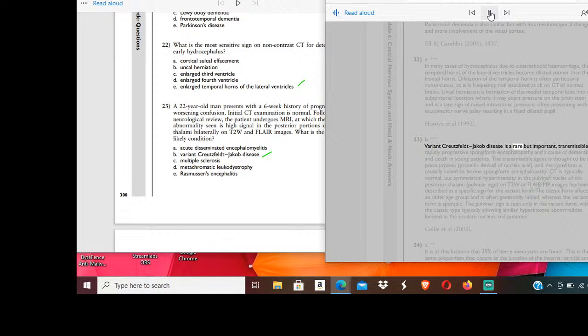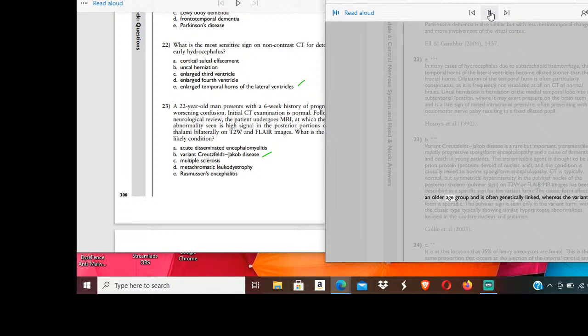Variant Creutzfeldt-Jakob disease is a rare but important, transmissible, rapidly progressive spongiform encephalopathy, and a cause of dementia and death in young patients. The transmissible agent is thought to be a prion protein, proteins devoid of nucleic acid, and the condition is causally linked to bovine spongiform encephalopathy. CT is typically normal, but symmetrical hyperintensity in the pulvinar nuclei of the posterior thalami, the pulvinar sign, on T2W or FLAIR MR images has been described as a specific sign for the variant form.